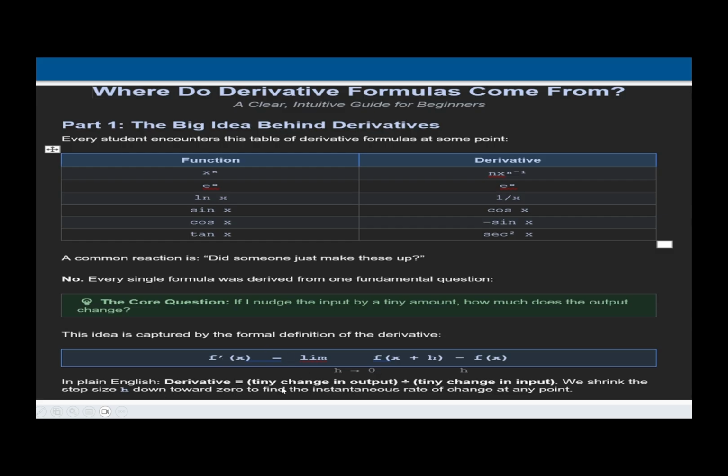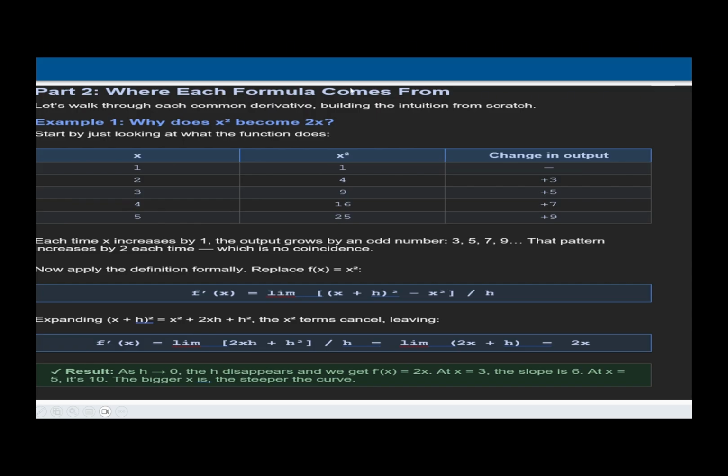In defining the derivative, we take the tiny change in output divided by the tiny change in input. We shrink the step size h down towards zero to find the instantaneous rate of change at any point. This is the formal definition, to understand how derivatives work. We go one by one so you see it quite clearly. We increase the input by a little bit and see what the output will look like. Where does the formula come from?